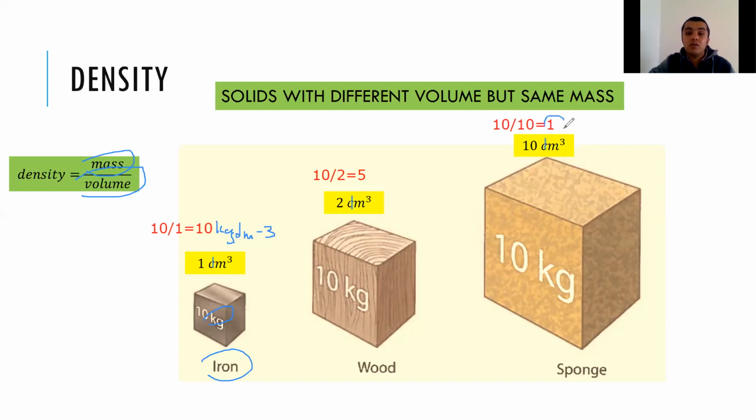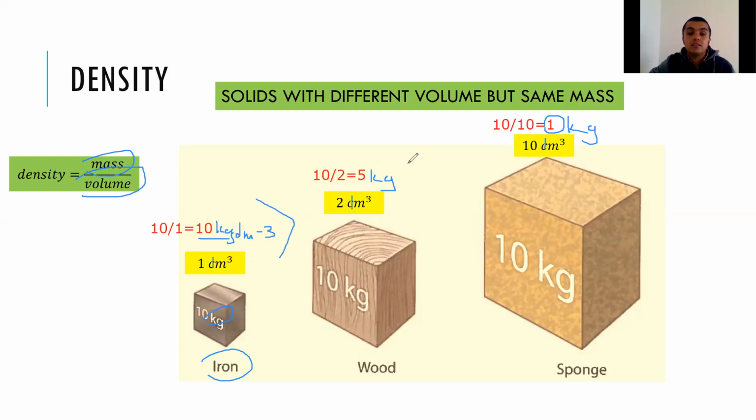Which means that if I have 1 decimeter cube of sponge, what will be the mass? 1 kg. And if I have 1 decimeter cube of wood, what will be the mass? 5 kg. If I have 1 decimeter cube of iron, what will be the mass? 10 kg. So which one has the highest density? As you can see, 10.